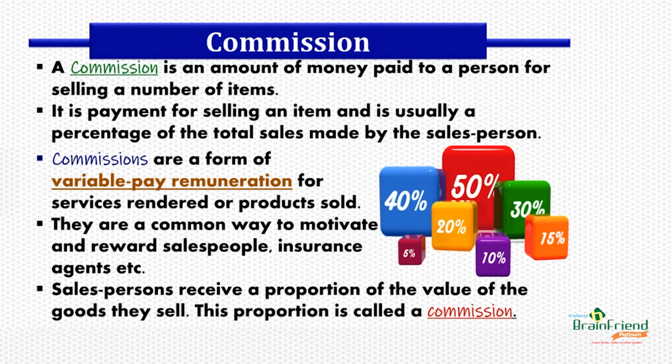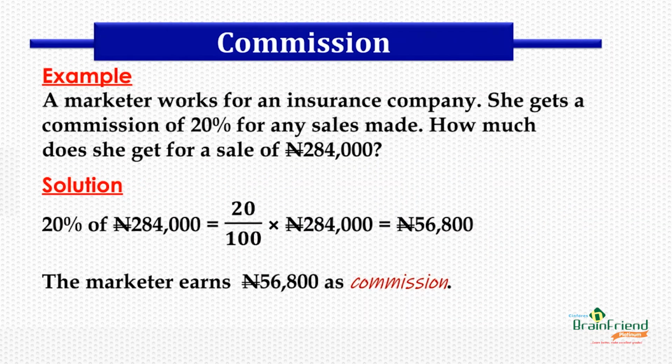Lastly, for this lesson, we'll learn about commission. A commission is simply an amount paid in a particular proportion to a salesperson based on the amount of goods he or she sells. Note that it's usually based on a proportion. Let's look at an example to explain how commission is calculated.